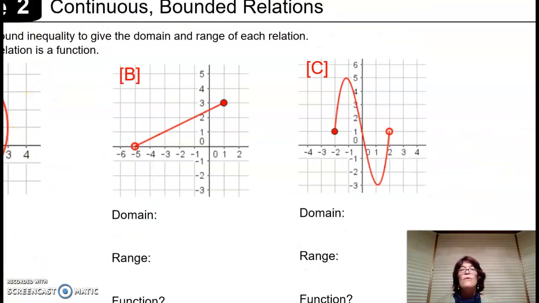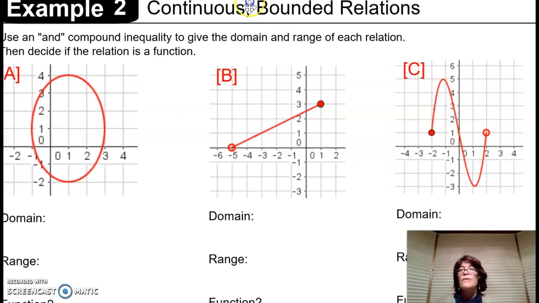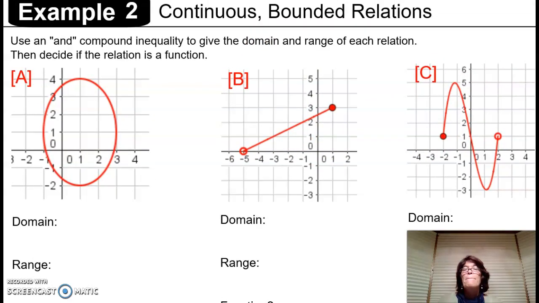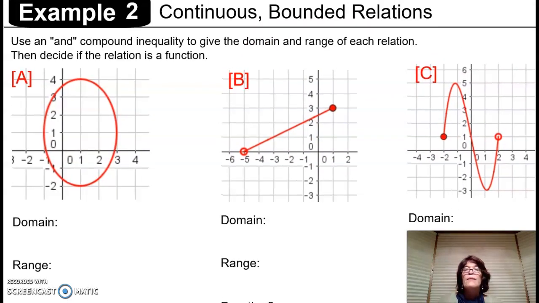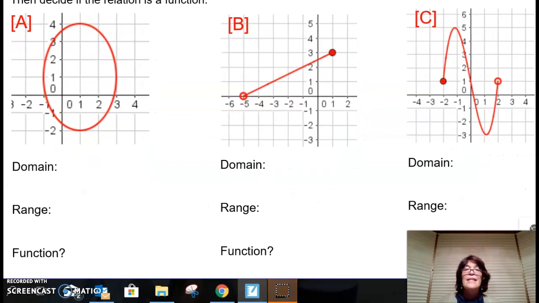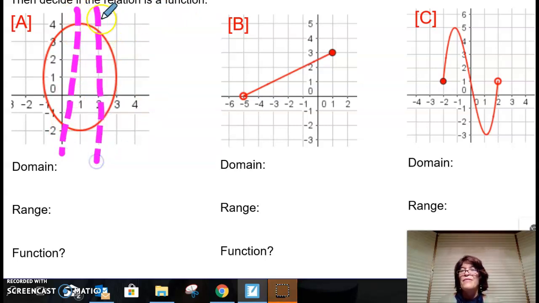Okay, so then here's some other functions. These are nice continuous functions, right? There's no holes or gaps. Well, there's a hole here because they're bounded at either end. These are called continuous bounded relations. All right, these aren't all functions. That first one, letter A. I love graphs because I can just tell right away this is not a function. When I draw a straight vertical line through it, it hits it twice. Nope, not a function. I can write that right away.